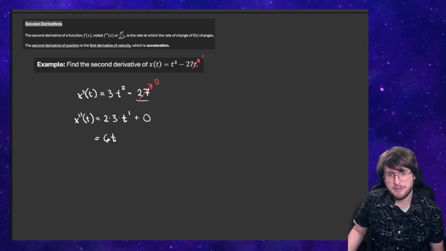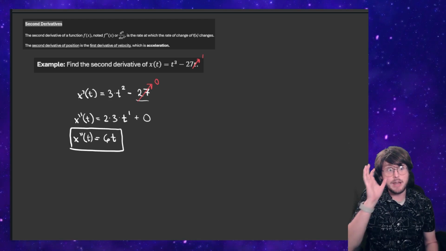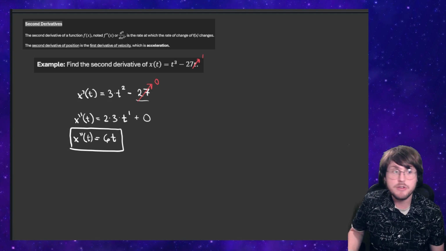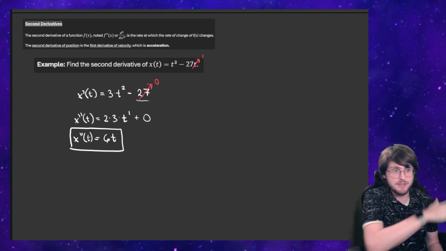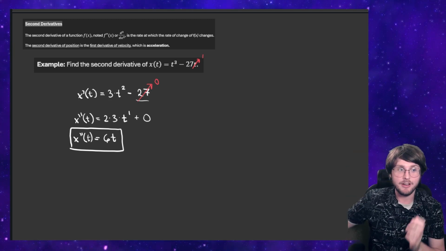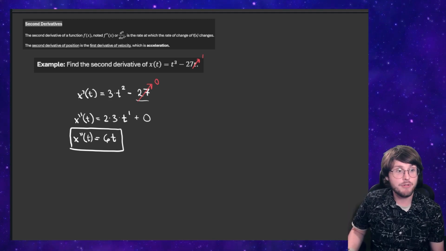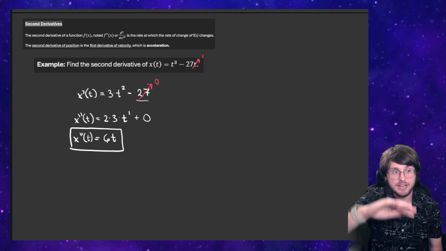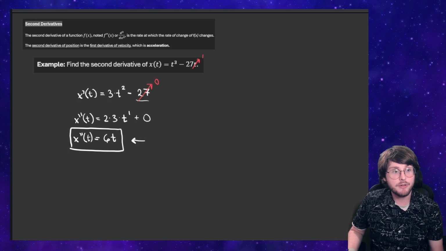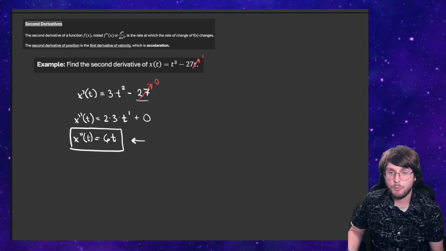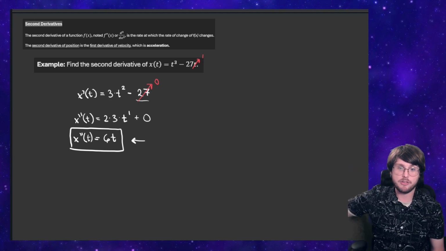So our double derivative, x double prime of t, is just 6t. Now, what does this mean? Well, if this is a position versus time function, we take the first derivative, which is the function that gives us the rate of change at every time t along this thing's motion. Now, if we take the derivative of velocity, we're getting the rate of change of velocity at every point along this thing's motion. So this right here is an acceleration function. It's showing what this thing's acceleration is going to be at every time t throughout its motion.